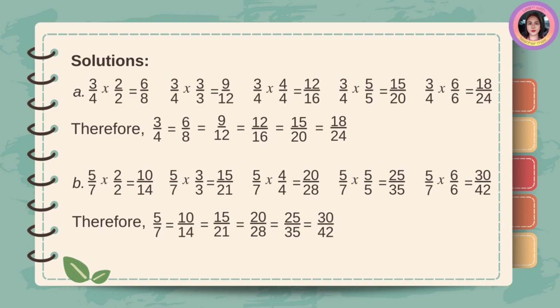Therefore, 5/7 is equal to 10/14. 10/14 is equal to 15/21. 15/21 is equal to 20/28. 20/28 is equal to 25/35. 25/35 is equal to 30/42.